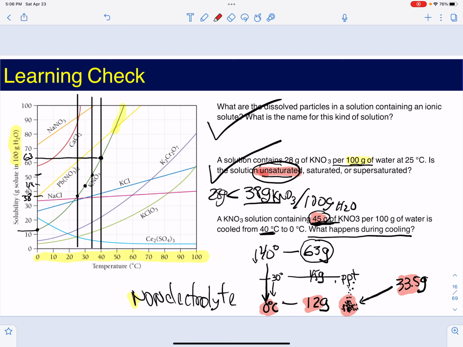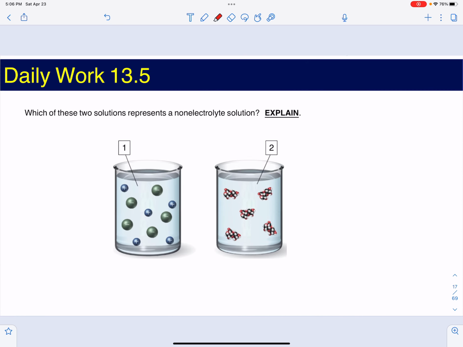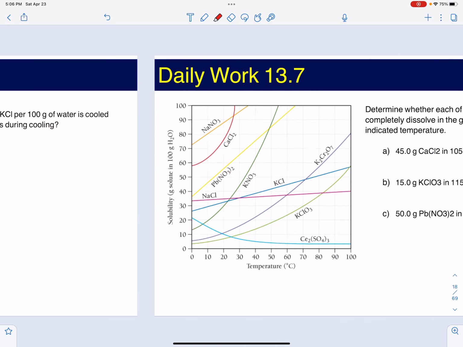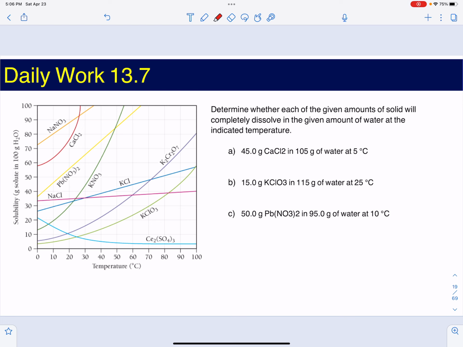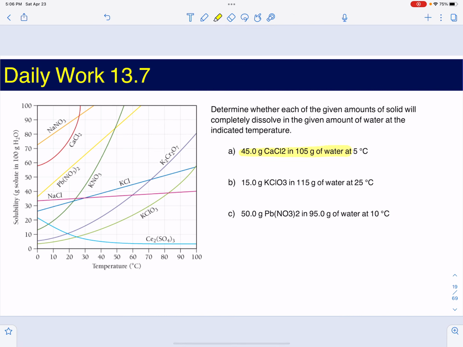So you should be able to do something like that, and that will tell me that you truly understand how the solubility of solids relates to temperature, in particular if you have a graph given to you. So with that in mind, you should be able to do that daily work. But let me do the first one. I want to show you how I will approach the first one.